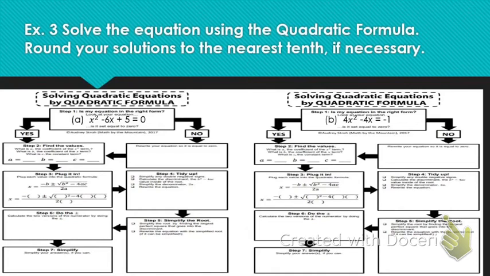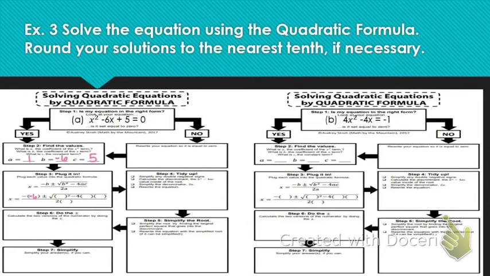What is the value of A? 1. What's the value of B? What's the value of C? 5. Follow the arrow to step 3. We're going to plug it in, and they've given you the formula. So x equals a negative, what's our B value?